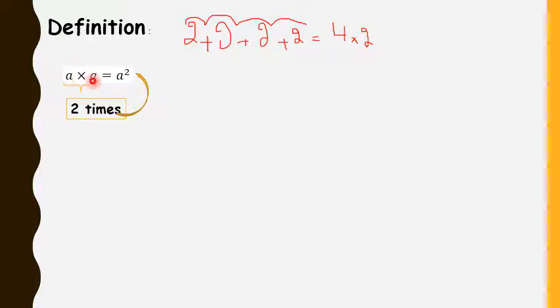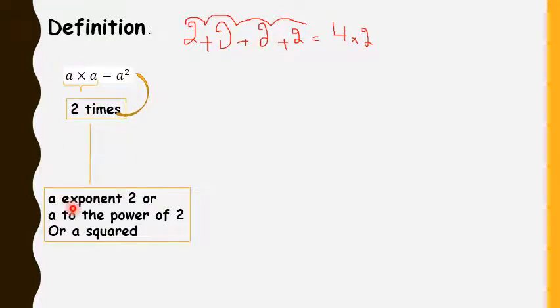Since A is multiplied by itself 2 times, I can write A to the power 2, or A exponent 2. The number that is written below, which is A, is called base. It represents the repeated number, while the number that's written above is called exponent or power. It shows me how many times it's repeated.